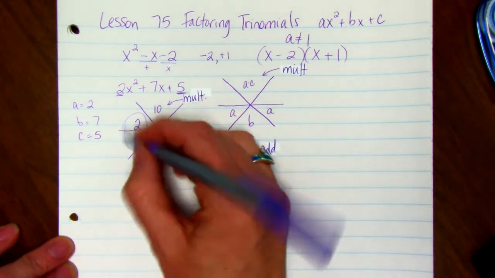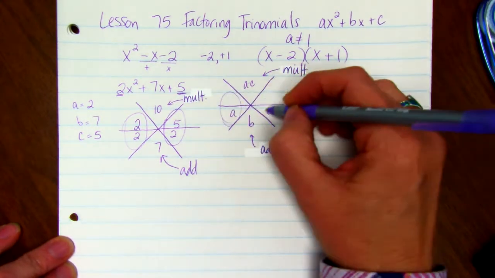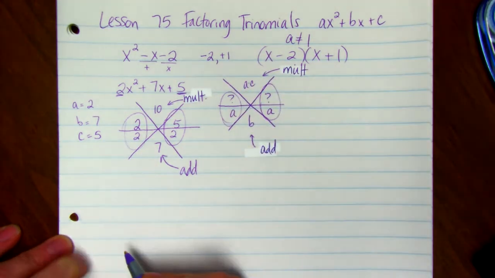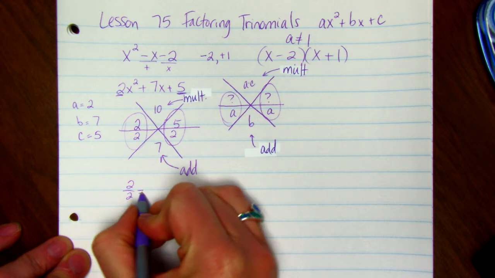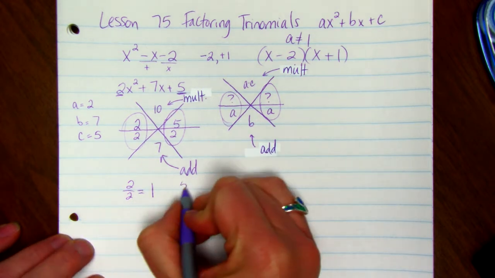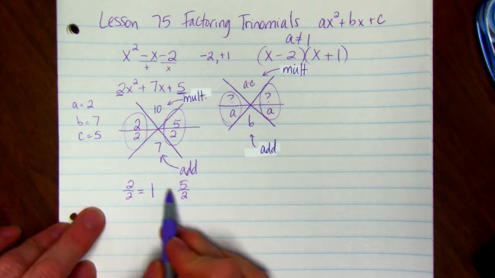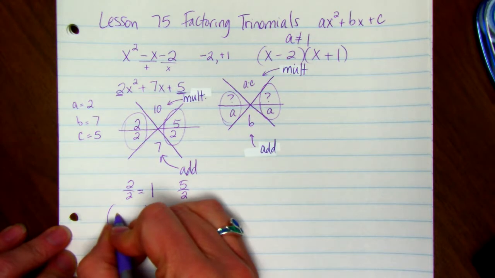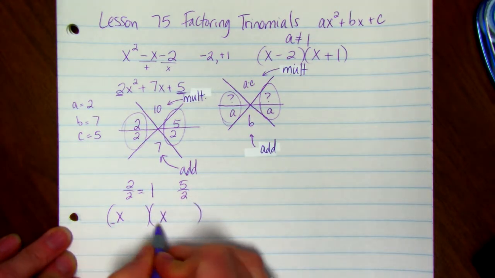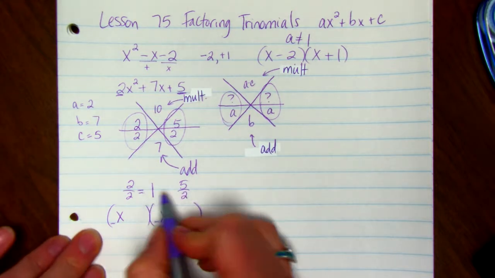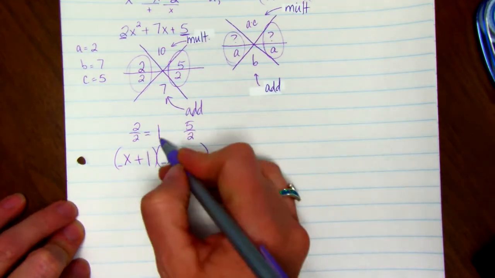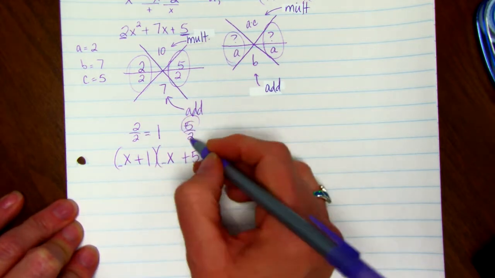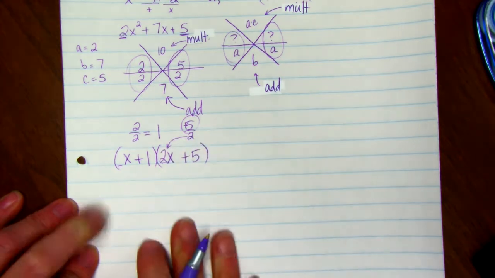Now what you do is you take these two numbers as a fraction over a. I'm going to put question marks in here because those are the ones that you're looking for. So we have 2 divided by 2, which reduces to 1. And we have 5 divided by 2, so we just leave it that way. In our parentheses, we have an x squared, so we're going to have a coefficient on x. This first one is going to be +1. There's no denominator, so there's no coefficient here. This one's going to be +5, and the denominator goes as the coefficient.